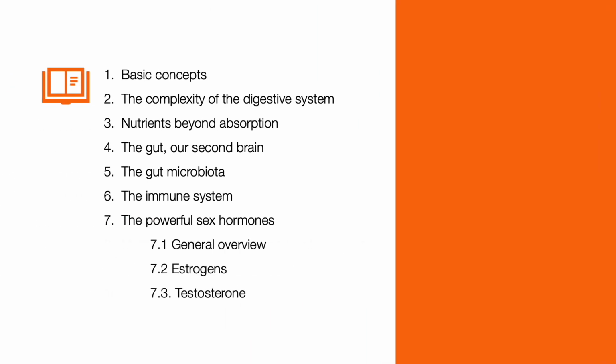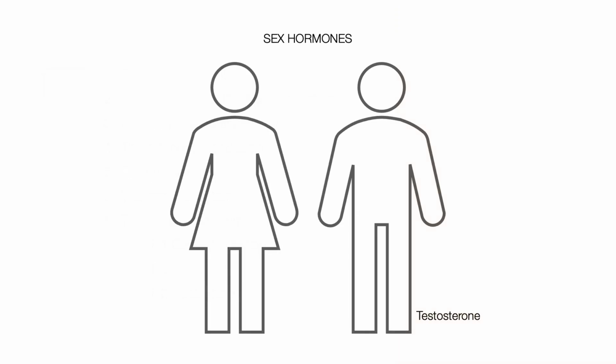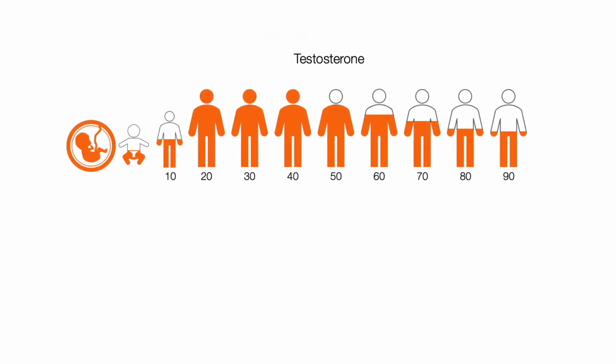In this video, we will talk about testosterone. Testosterone is the sex hormone produced by the male sexual organs, that is, by the testicles. Testosterone production increases in late childhood and early adolescence and remains elevated until approximately the age of 60 and then gradually declines, although much less than estradiol declines in women after menopause.